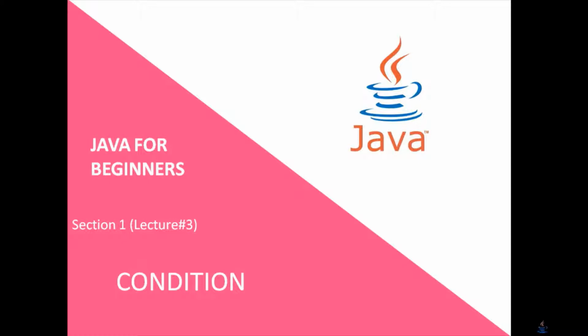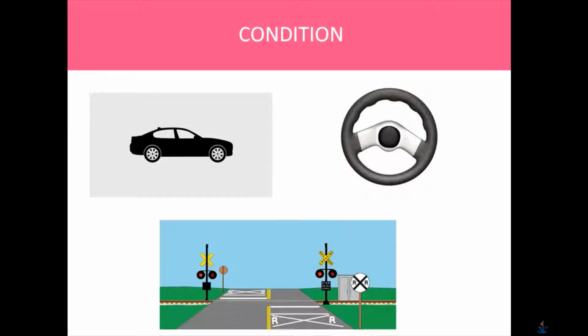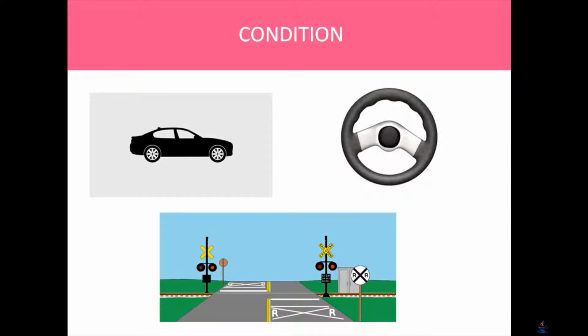Now, to explain what a condition is and why it is important, I'll take one example. For example, you are driving a car, okay? And what happens? You reach a railway crossing. When you reach the railway crossing, the train is coming. Now you need to make a decision: you're going to stop the car, or you're going to move.